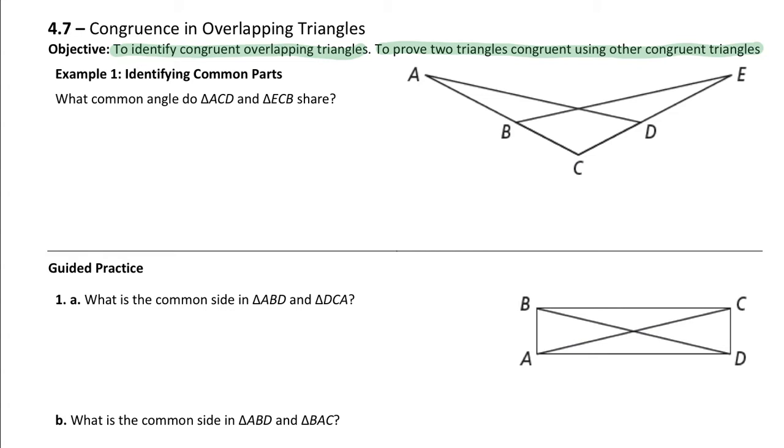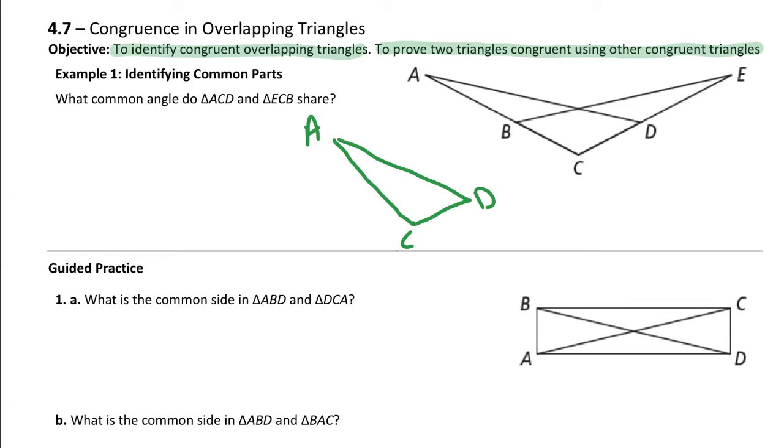So example 1, we're identifying common parts. So we have two overlapping triangles here. It says, what common angle do ACD and ECB share? The easiest way to do this is to redraw ACD. So I'm going to do my best to redraw ACD. So A to C, C to D, and then D back to A. So that would be A, C, D. That's the best I can do.